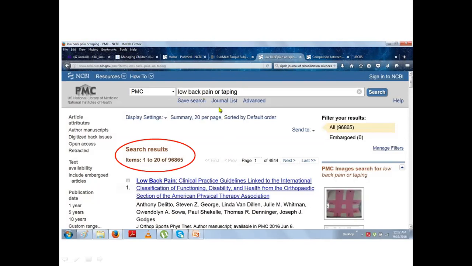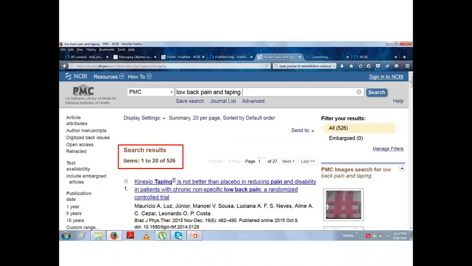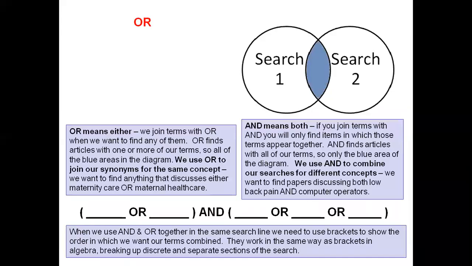So that's why, if we want to limit our search, we can use another strategy, that is the AND, and look at the result. This 96,000 has been reduced by only putting AND between low back pain and tapping. Almost 96,000, 97,000 articles have been excluded just because of putting AND instead of the OR. So this is the way we can be specific, we can expand our search and we can limit our search. That was just because of putting the AND instead of the OR.